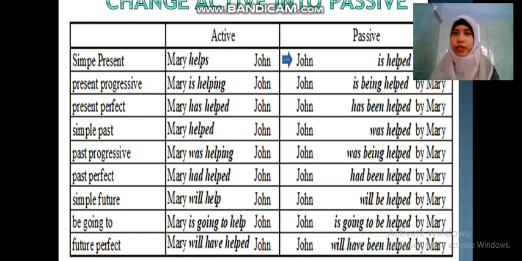Okay, let's continue this one. We have to talk about how to change active into passive.